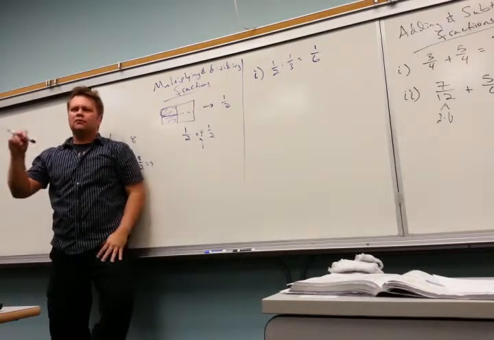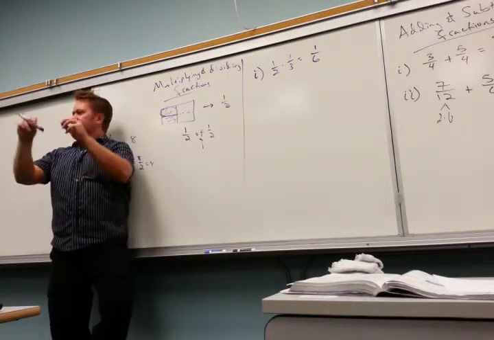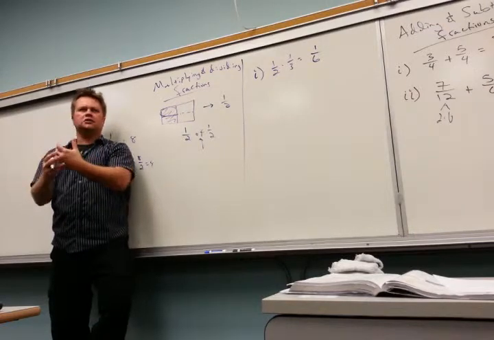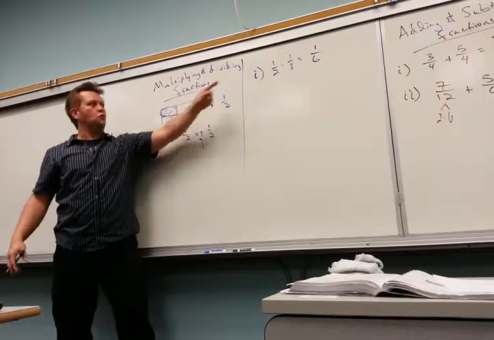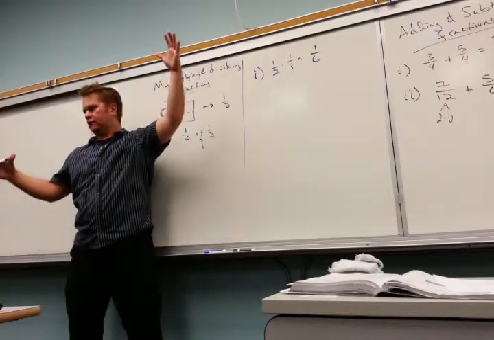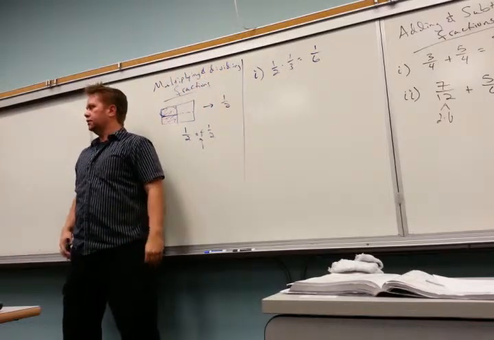And it should kind of make sense. If I have a number less than 1, and I multiply by another number less than 1, the answer is going to be even smaller. 1/3 is small, but then 1/2 of 1/3, that's even smaller. So I get 1/6, which is really small.